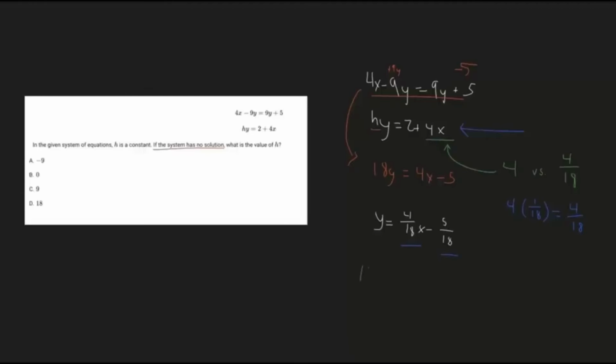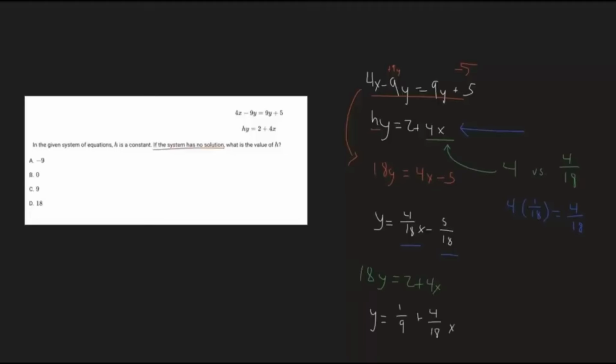So if h was 18, then we get 18y equals 2 plus 4x, right? And so now when we isolate for the y value, divide both sides by 18, we get y equals 2 over 18, which is 1/9, plus 4 over 18 x.